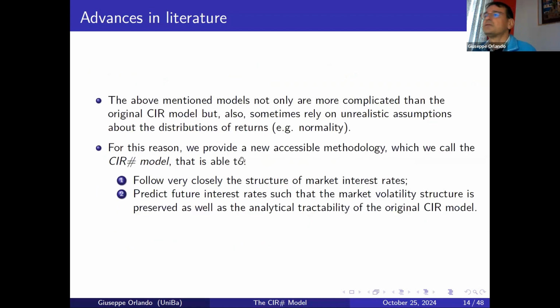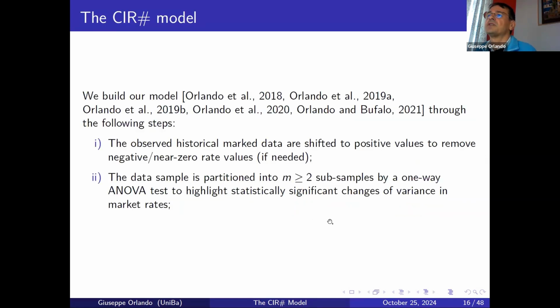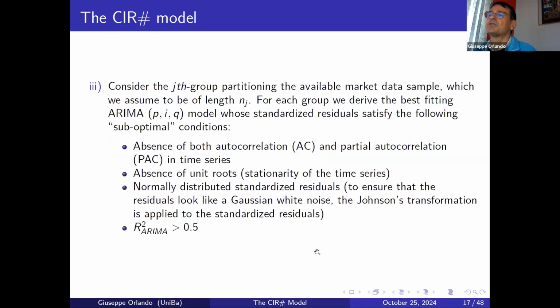And this model, the CIR sharp model that I propose, has been tested against, as I said, multiple benchmarks. So what is the objective? Well, to follow very closely the structure of market interest rates and to predict in an efficient way interest rates, as well as the volatility of those. Here there are some technicalities regarding the way in which the CIR sharp model is built. But again, as we don't have so much time, let me skip them, because I already mentioned the core.